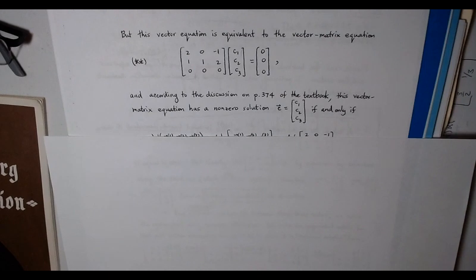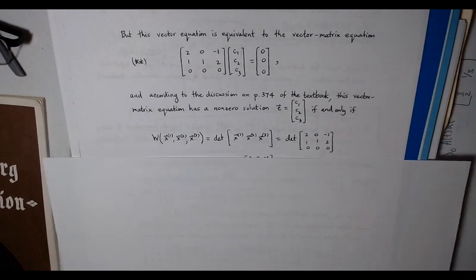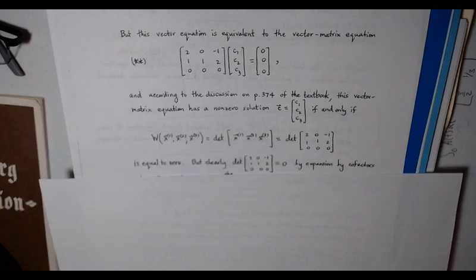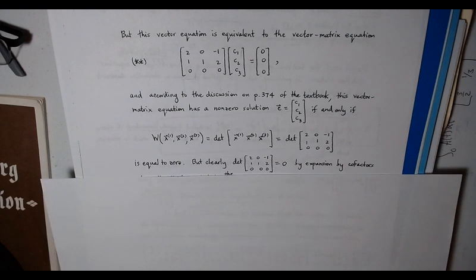This equation has a non-zero solution if and only if the determinant of the matrix is not 0. I'm sorry, has a non-zero solution if and only if the determinant is equal to 0. That'll mean that they are linearly dependent.